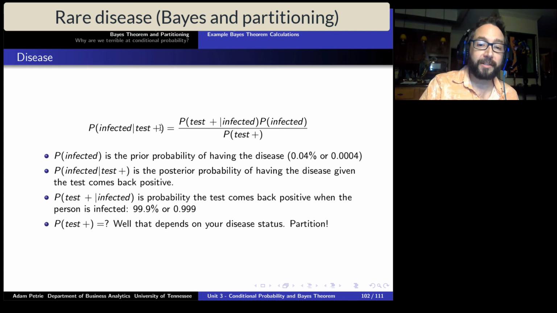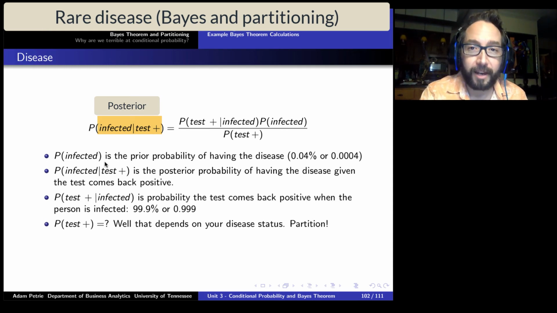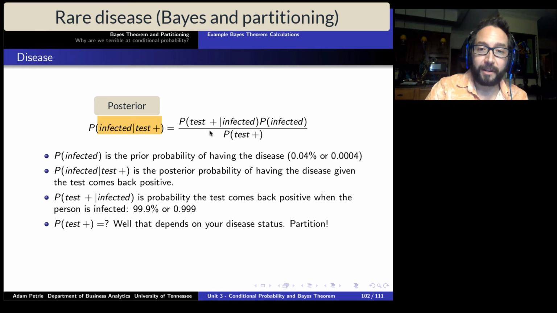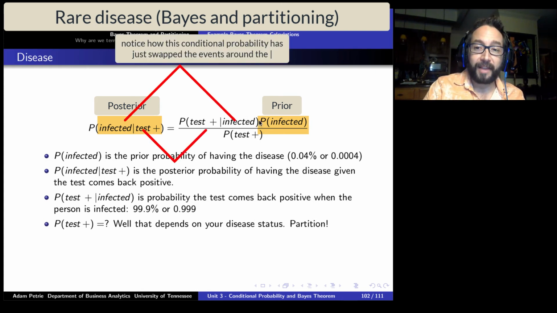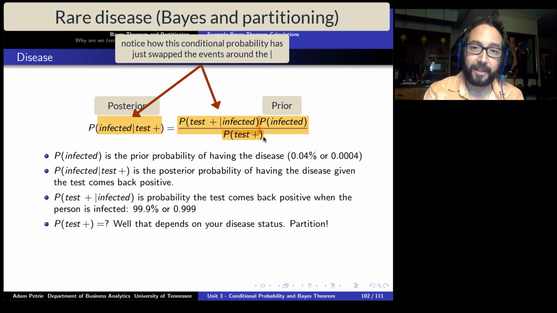We know that our test came back positive. Given that positive test result, what's the probability that we are a carrier of the disease? What's the probability we're infected? Bayes' theorem says, okay, we'll take the prior probability of you being infected and then multiply it by the ratio of two probabilities. The probability that you would actually come back with a positive test result, given that you were infected, divided by just the general probability of the test coming back positive.